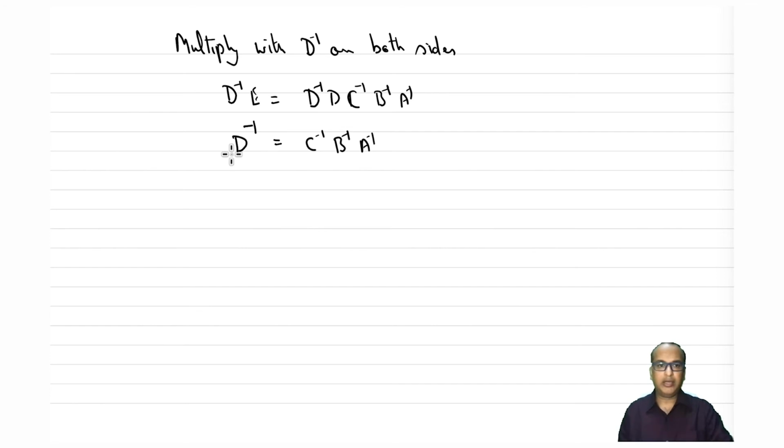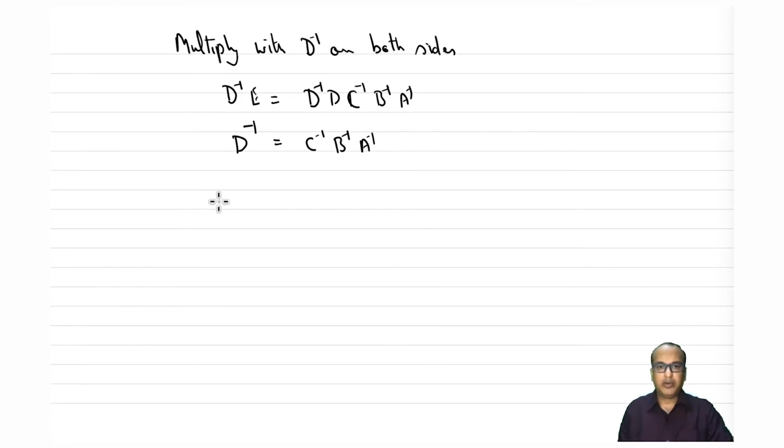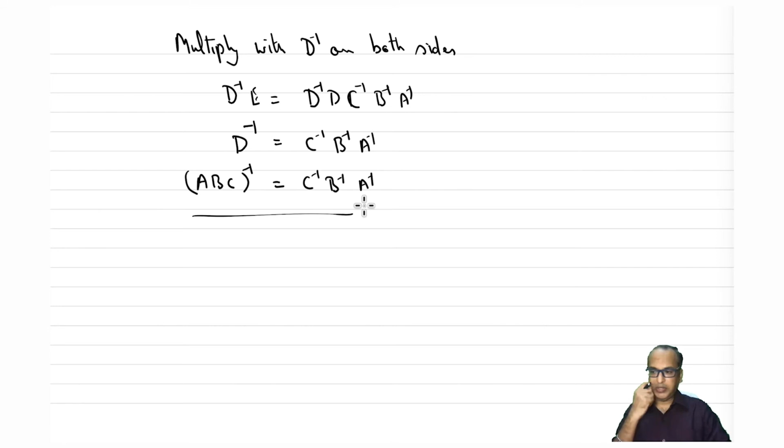We started with the assumption that A, B, C is equal to D. The product of these three elements is equal to D. So we can now replace this and write that the inverse of A, B, C equals C inverse, B inverse, A inverse, right? So that's very easy to see. This is one important property that we'll be using every now and then in various things. So that's why I thought it is better to show it.